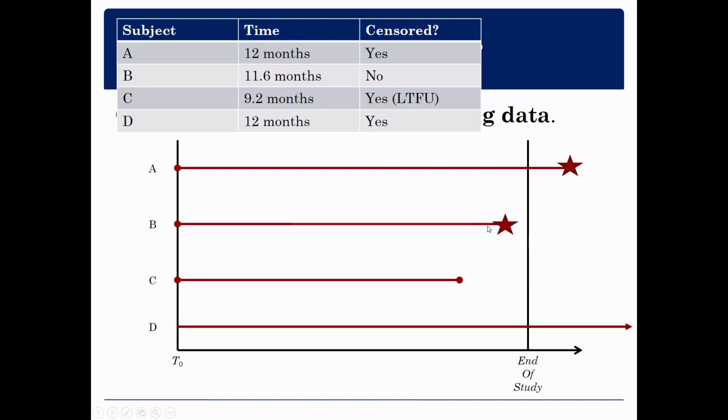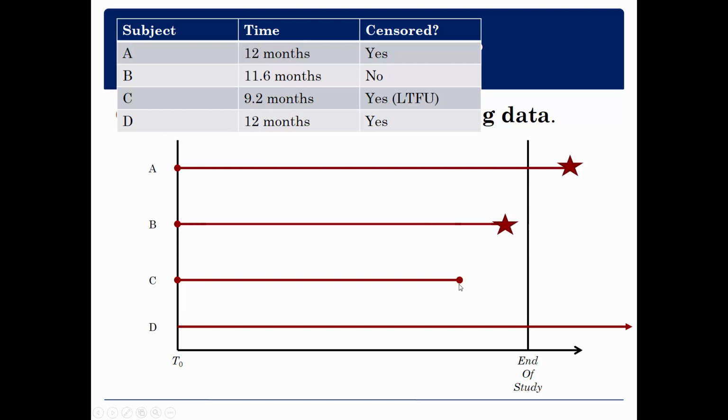Patient B, we observe their event prior to the end of the study. In fact, they died at 11.6 months, and so they were not censored. We actually observed their complete data.